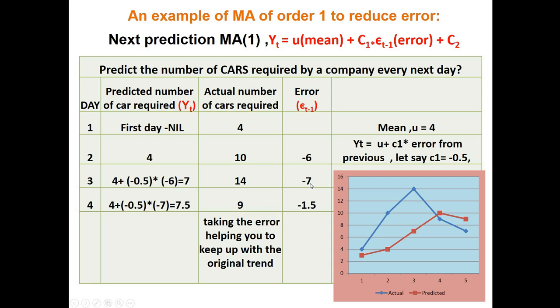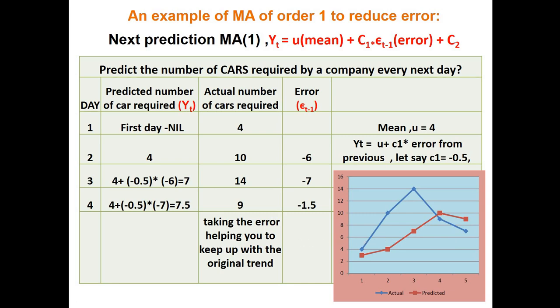Same way, you take this minus 7 to the next line and you apply this formula. The mean is again 4 and C1 is minus 0.5. Then the error was minus 7. So it came out to be 7.5. So the actual number of cars required was 9. So the error is now reducing. So the whole point is that taking the error into account is helping you to keep up with the original trend. See, a similar kind of trend is coming in both the places. You can see that actually.